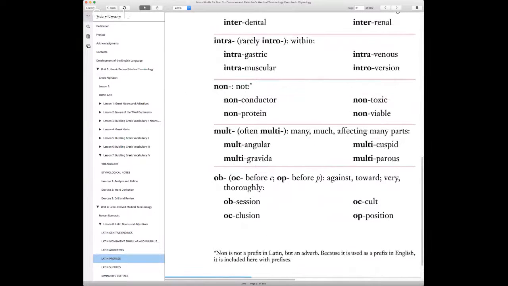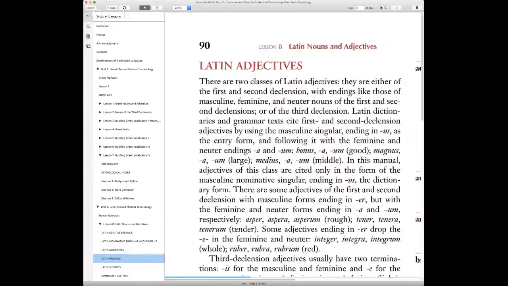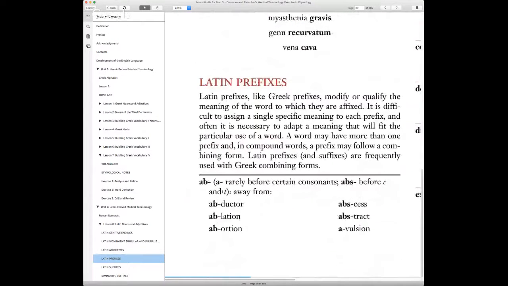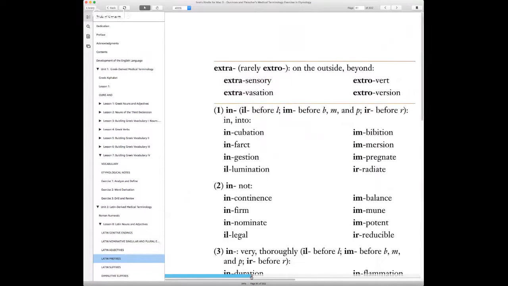Or for instance, ob, which means against, can also be oc and op. So we see that, for instance, the word obsession uses this prefix, but also occult, something secret, where the B changes to C, and opposition, where the B changes to P. Looking back on the first page of the prefixes, ab, which means away from, also becomes a, or can become abs, as in absent. And then be very careful, because ab, a preposition that means away from, well, there is also a preposition.